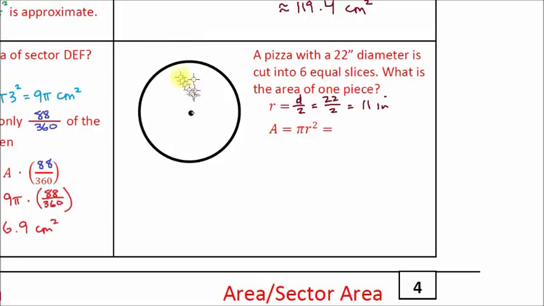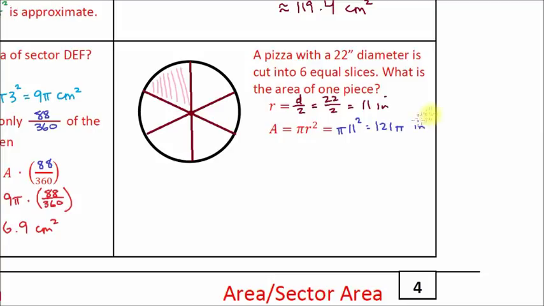Let's go ahead and cut our pizza up real quick here. I'm going to try to make it look like we divided it into 6 equal slices. There we go. And remember again, we are trying to figure out what is the area of one slice. Well, we got to know the full area of the circle first. It's pi r squared, which is pi times 11 squared. 11 squared is 121. So 121 pi inches squared.